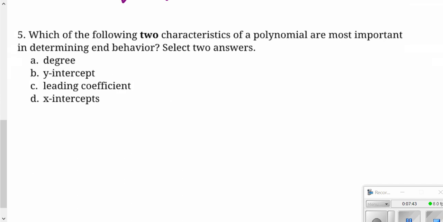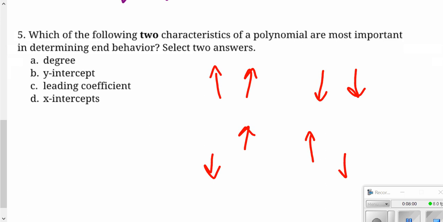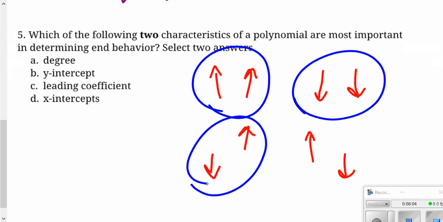All right, and our last question for this video, you can find the other videos in the same place you found this one. This says, which of the following 2 characteristics of a polynomial are most important in determining end behavior? End behavior is that thing where we talk about which way the arrows are going on a polynomial graph. It's these 4 situations for polynomials.